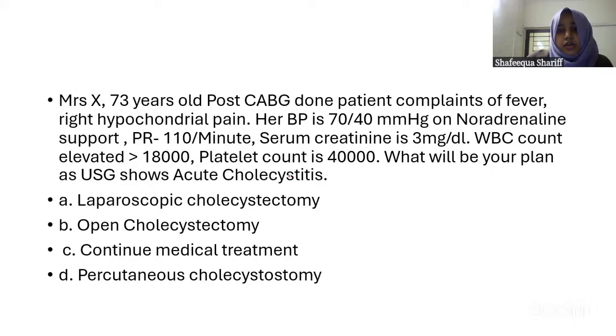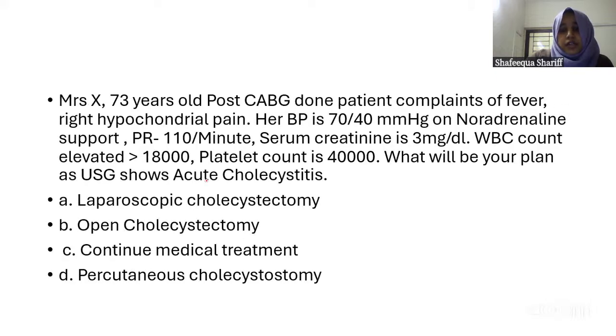So in the Tokyo classification, what does she come into? She has hypotension on support, she has tachycardia, and she has raised creatinine. So the CVS is involved, the respiratory system is involved, and the platelet count means the hematological system is also involved. So the patient is in grade 3, severe acute cholecystitis. So what will you plan for this patient?